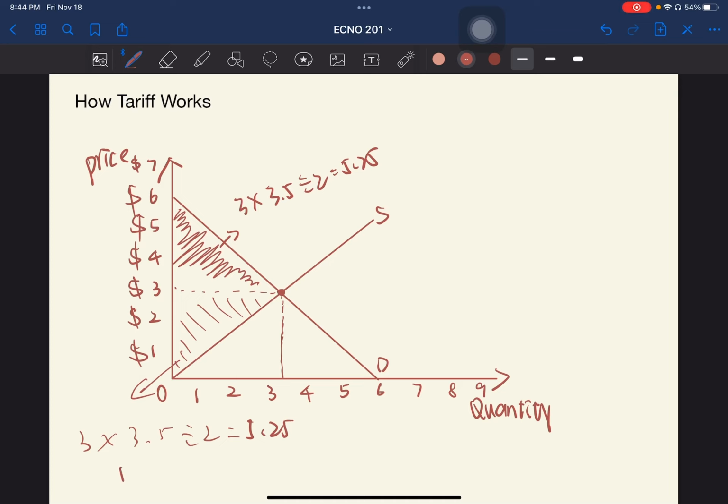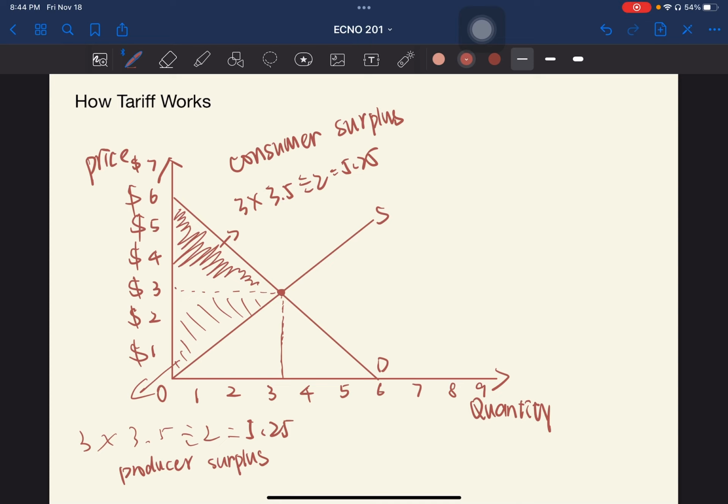And this is the producer surplus, and this is the consumer surplus. And this is about the local supply.